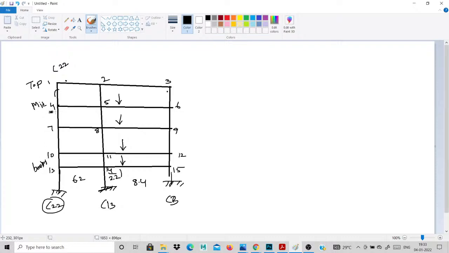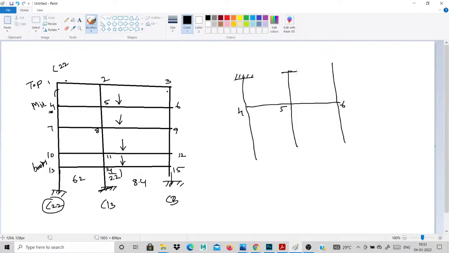I simply cut this middle floor, and automatically this is my cut section. I fix numbers 4, 5, 6. All are fixed ends, right? Automatically all are fixed ends. Then I put the numbers 1 to 9 here. Okay, this is the frame structure. Then you calculate the moment for this condition.